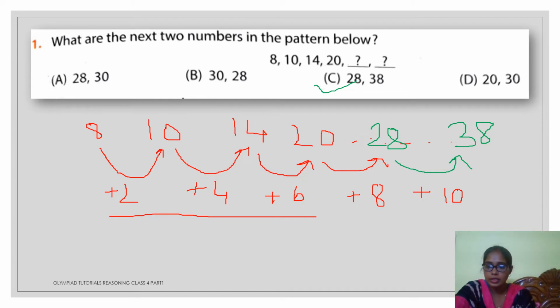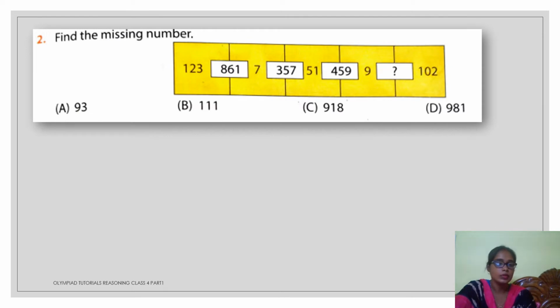So let's move on to the next question. Here you have to find the missing number. By observing, you can see the numbers 123, 7, 51, 9 and 102. This has some kind of series pattern, or some kind of relation between these two numbers, so that we can get the answer. Just by seeing these numbers you can find out.